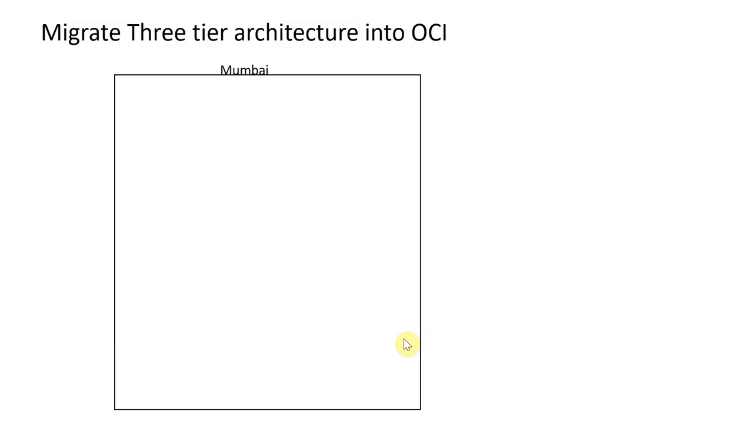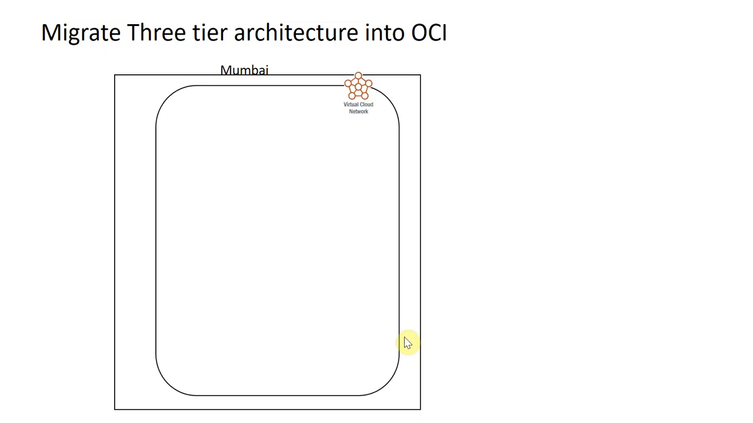The first step to create the architecture is the networking. Networking is the heart of OCI, any cloud architecture. So first of all, we create the network. Here in OCI, we'll create the network as a virtual cloud network, where we'll get a CIDR range, which will be the bulk amount of the IP range. Once it is created, we need to create the subnets.